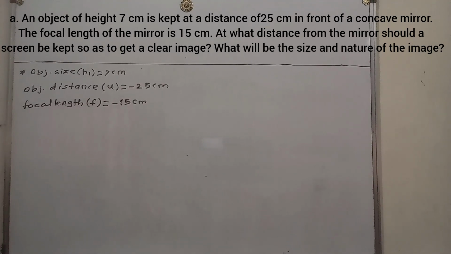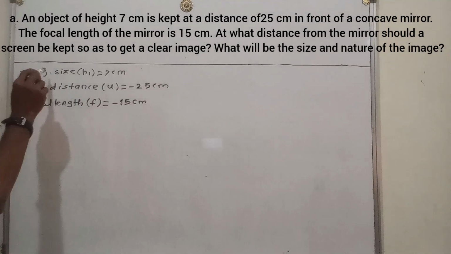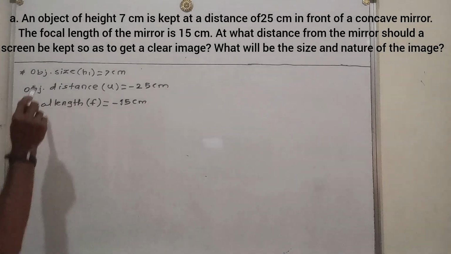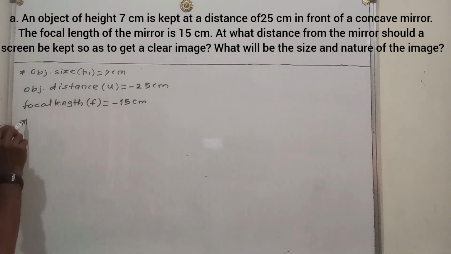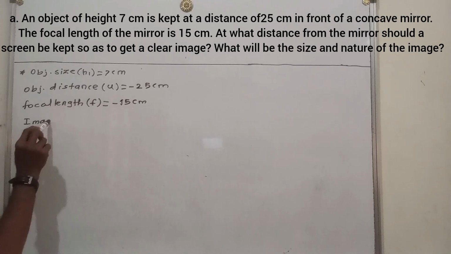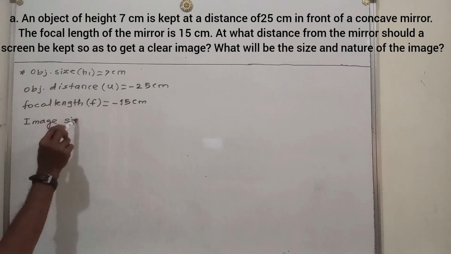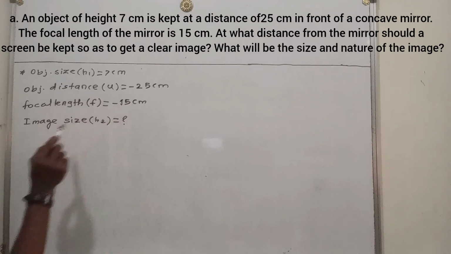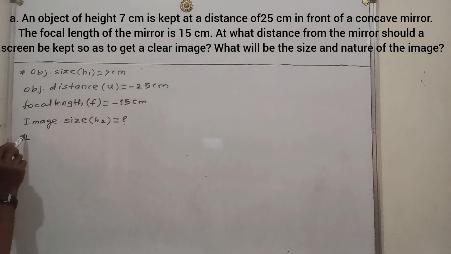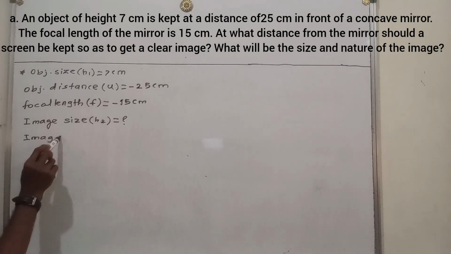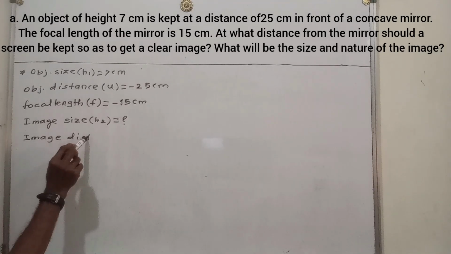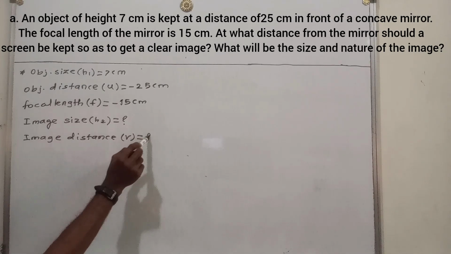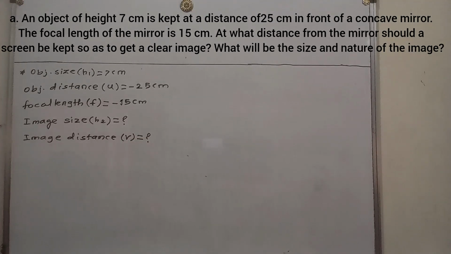At what distance from the mirror should a screen be kept so as to get a clear image? Okay, then we want here object size h1, then image size h2, then image distance v is equal to question mark.